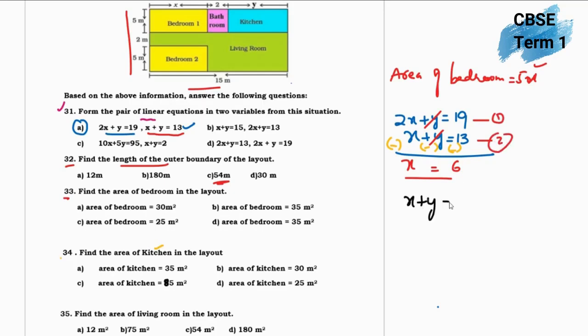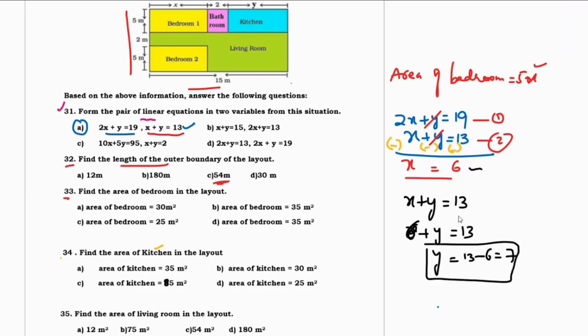I'm going to replace it in the second equation, which is x + y = 13. So x is 6, 6 + y = 13. The value of y is 13 minus 6, which is 7. We got the value of x as 6 and y as 7. Now it is easy to find the area of the bedroom. The bedroom is 5x, so with x as 6, 5 times 6 is 30. Therefore, the area of the bedroom is 30 square meters.